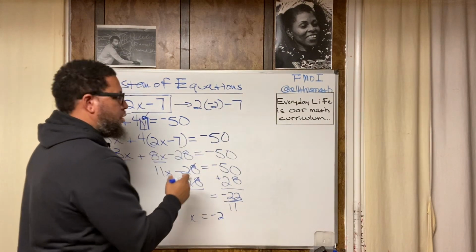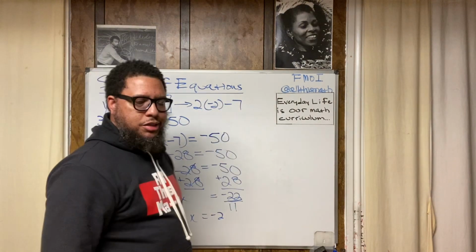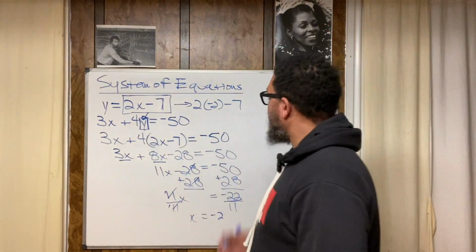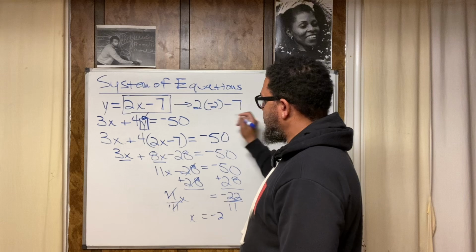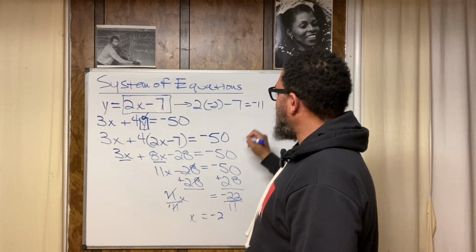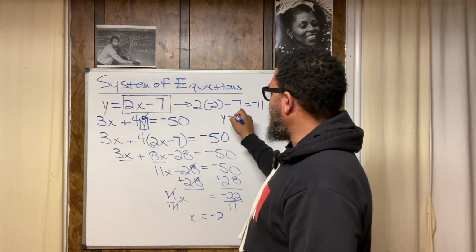Order of operations. Do not do negative 2 minus 7 first. Don't do that. You might be tempted to do it, but we've got to multiply first, then subtract. Negative 4 minus 7 is negative 11. Now, we think that y equals negative 11.